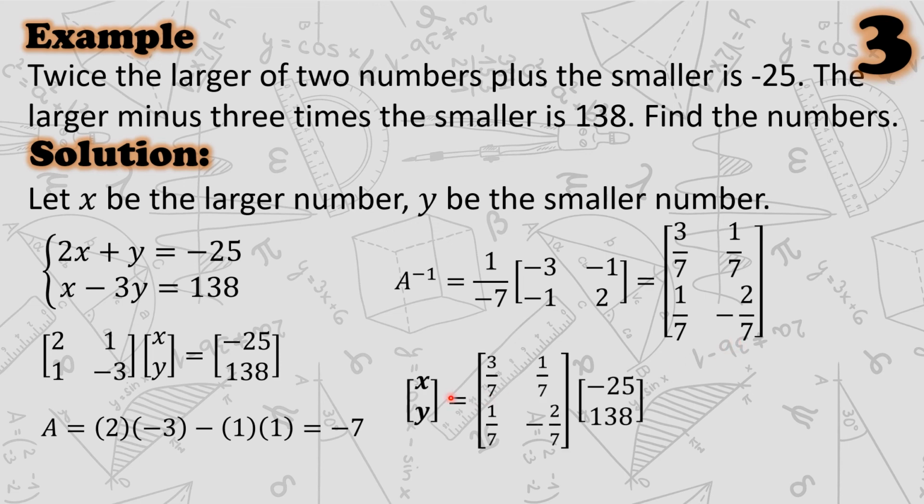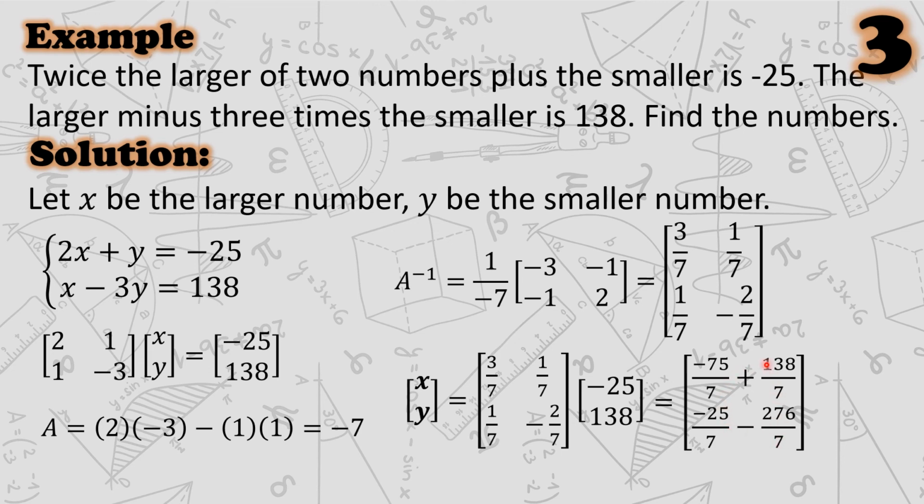That is the variable matrix xy equals the inverse of A multiplied by the constant matrix negative 25, 138. Let us do that. 3 over 7 times negative 25 is negative 75 over 7 plus 1 over 7 times 138, that is 138 over 7. Second row, 1 over 7 times negative 25 is negative 25 over 7. Negative 2 over 7 times 138, that is negative 276 over 7.